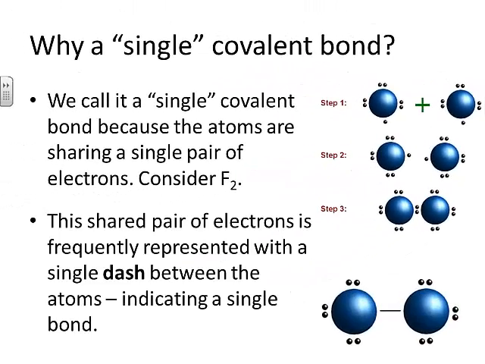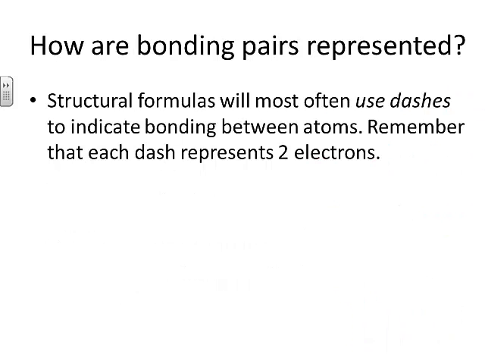Now, this shared pair of electrons is frequently represented with a single dash between the atoms, which indicates a single bond. So, as I just mentioned, structural formulas will most often use dashes to indicate bonding between atoms. Now, you need to remember that each dash represents 2 electrons, not just 1.